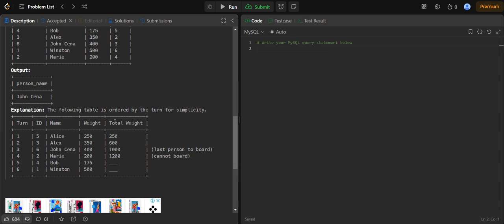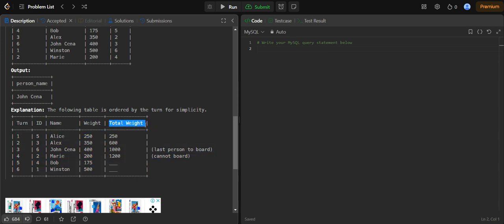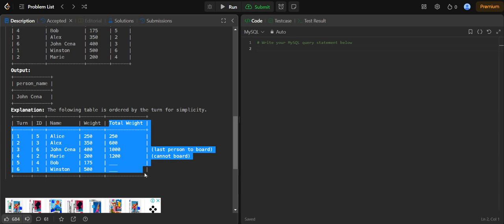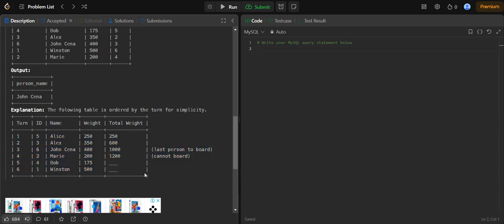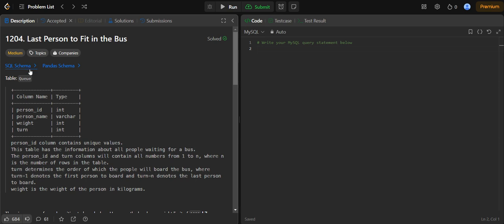If I make a total weight column using, as you can guess, a window function, I can easily solve the problem. So try to solve the problem yourself. Go to LeetCode, find the problem and try to solve it, and come back here, I will be solving it.